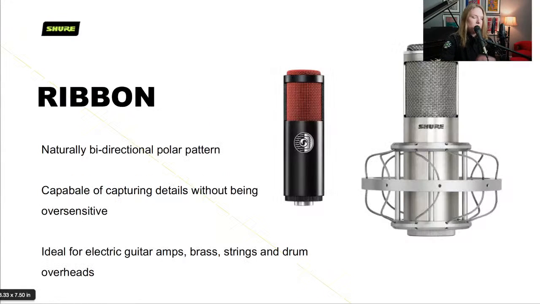Ribbon microphones, again, great microphone for you to use in the studio. Not really great for live vocal applications. They're the most natural sounding. They're naturally bidirectional, meaning that they hear from both the front and the back of the microphone. So those are really great for strings, drums, guitars, especially guitar cabinets. You can put one in front of the cabinet and one facing, or have it facing the wall and capture the reflections of the cabinet as well.